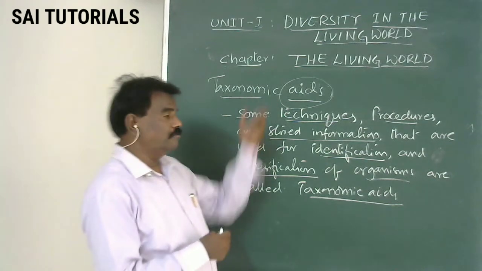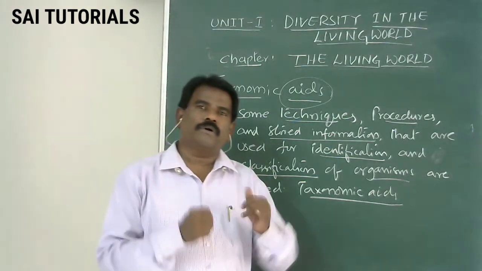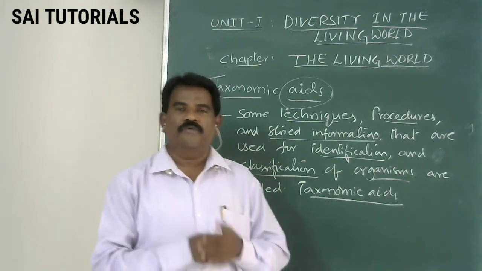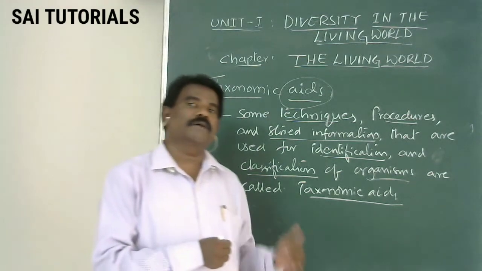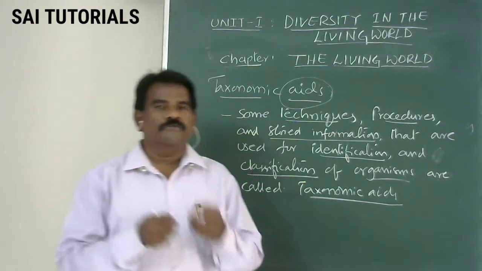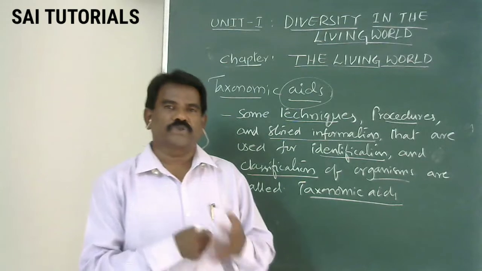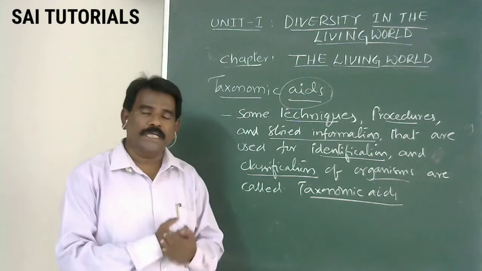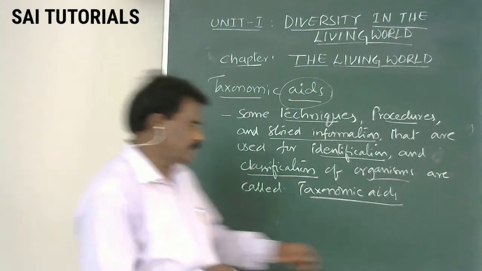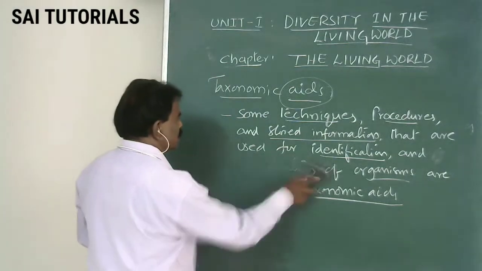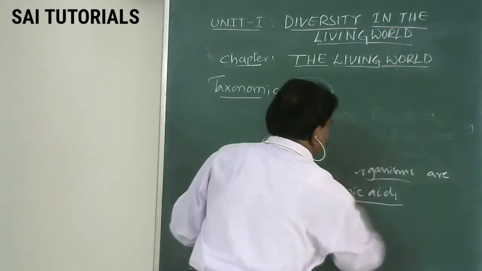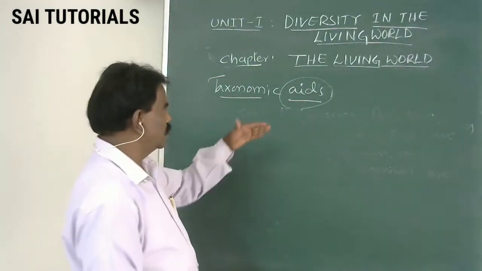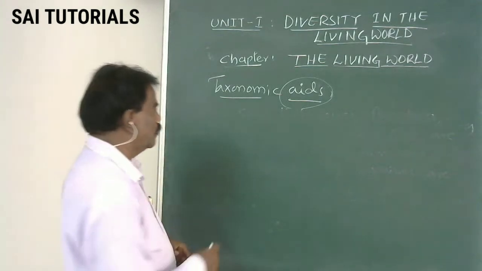They are required in almost all the branches of biology, like agriculture, forestry, and even in industry. At first, we can identify the bioresources. That is the use of knowing about taxonomic aids. I will list out some taxonomic aids which are frequently used for identification and classification of organisms. First I will list them, then we will discuss in detail.